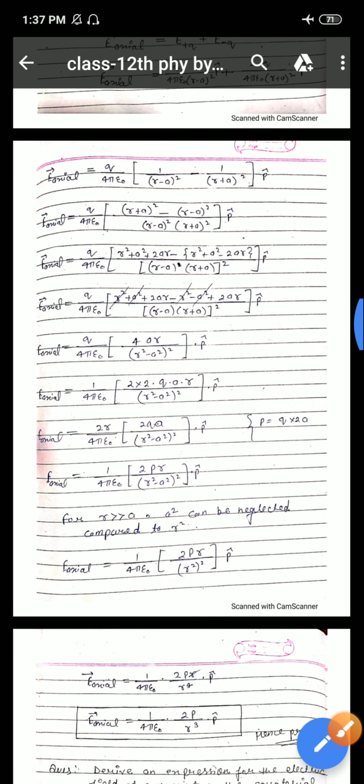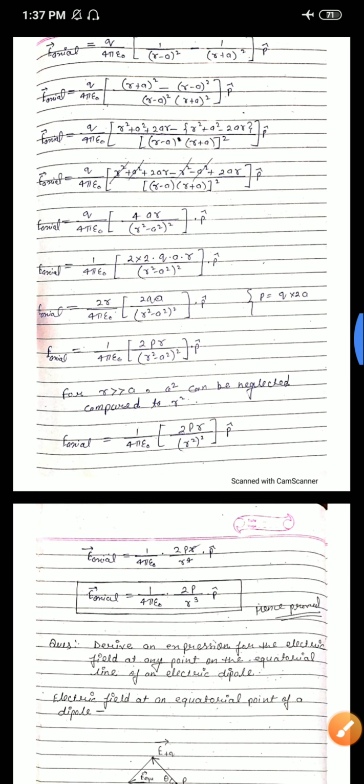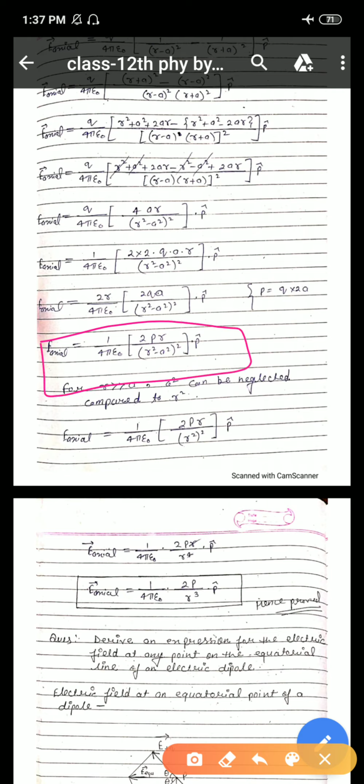Here we can use the formula of a square, in one bracket a plus b and second bracket a minus b. So we can write (a square minus b square) whole square. After solving and calculating, we get this. Electric field on axial point is 1 upon 4 pi epsilon naught, 2pr upon (r square minus a square) whole square, and this p is the unit vector.